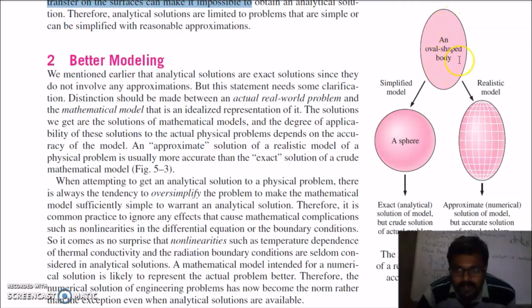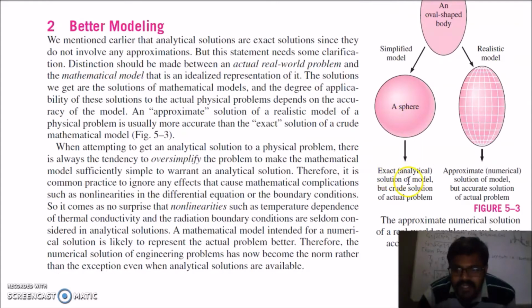Suppose we have an oval-shaped body. Either you can simplify this model by considering a sphere and go for the exact analytical solution of the model, or the second option is the realistic model, which gives an approximate numerical solution of the model but an accurate solution for the actual problem.